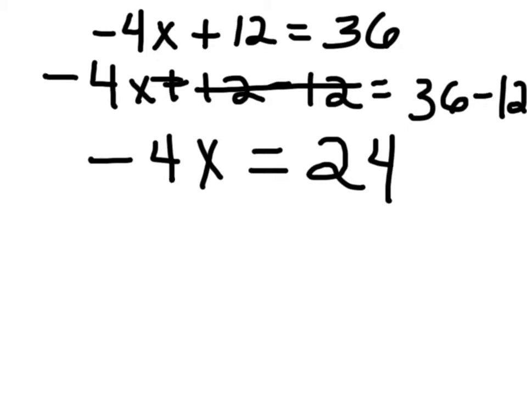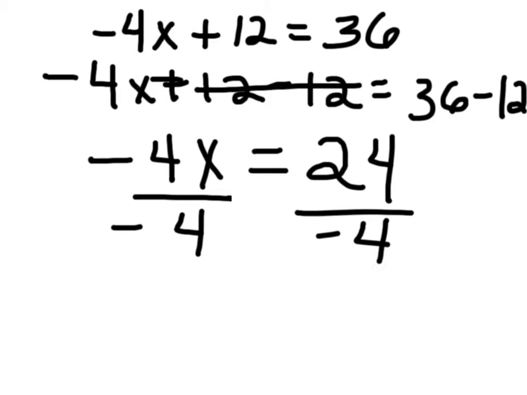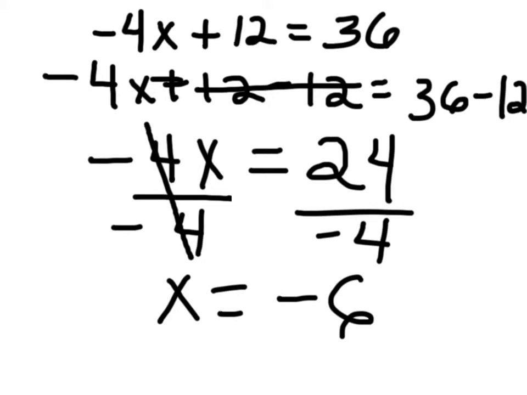From this point, we're going to divide by negative 4 on both sides. And the negative 4 will cancel out on this side. I'll have the variable x left on the left. And then to simplify, 24 divided by the negative 4, I'm going to end up with a negative answer, negative 6.